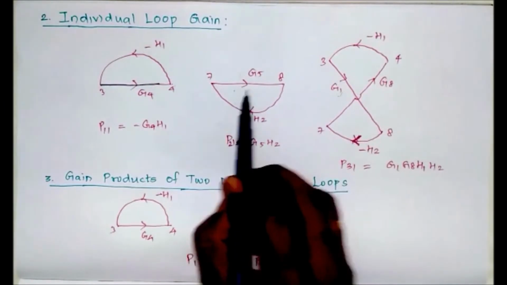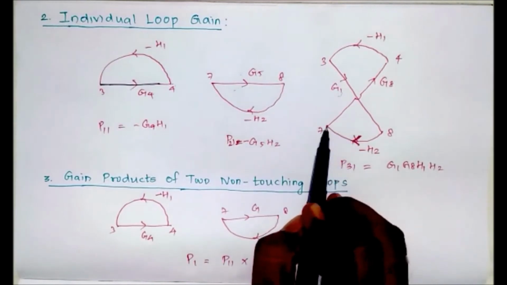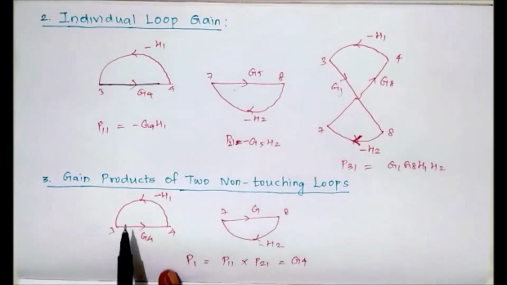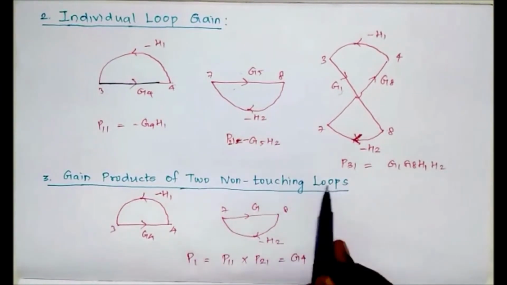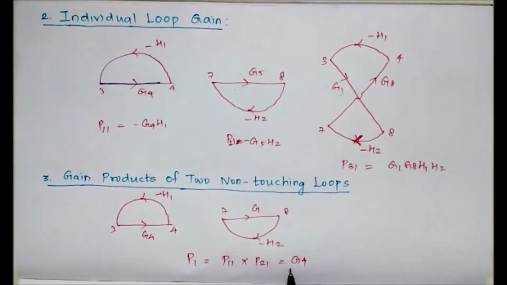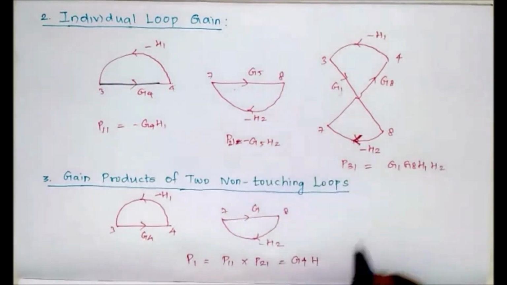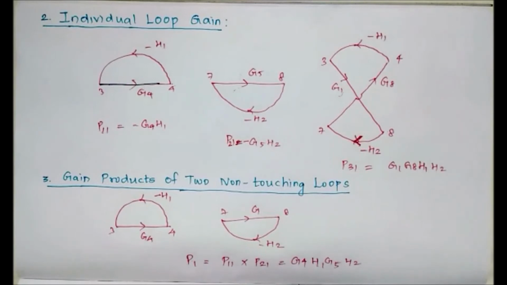Next, we have to take this and compare this. So, this is involving 7 and 8. This is also involving 7 and 8. Therefore, this loop and this loop are touching at 7 and 8. So, there is only one possibility of two non-touching loops. Therefore, the gain product of two non-touching loops is P1 equal to P11 into P21 equal to minus G4 into H1 into minus G5 into H2, minus into minus plus. Therefore P1 equal to G4 G5 H1 H2.